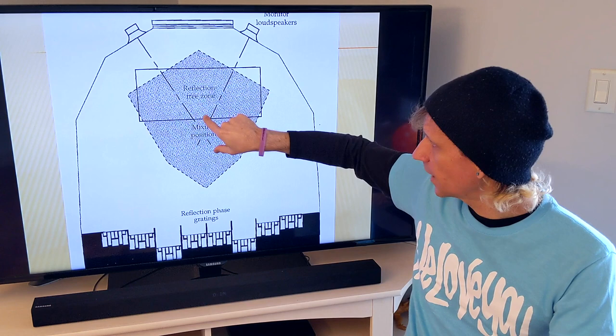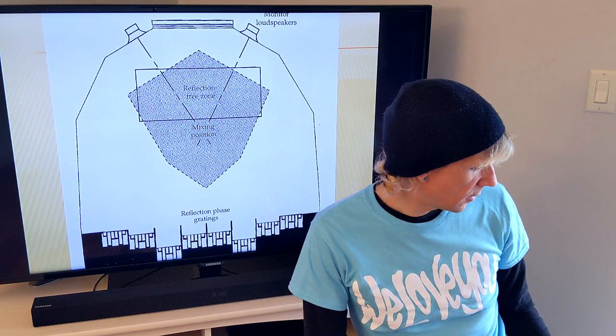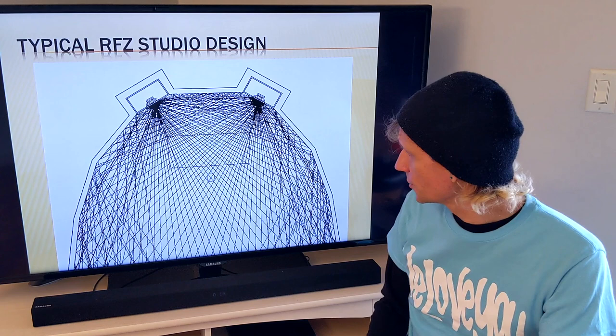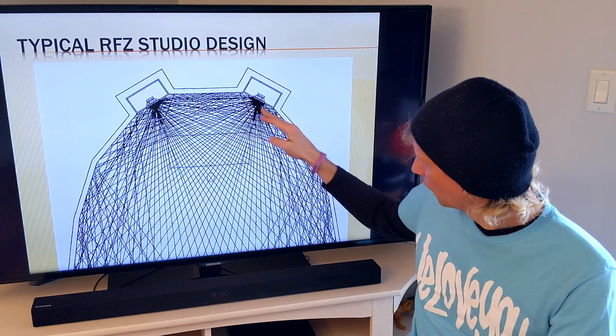both from a plan view that looks like this. And as you can see, based on this signal traveling out of the speakers, the way that the angles of the walls are laid out, it reduces all early reflections coming directly to the listener.